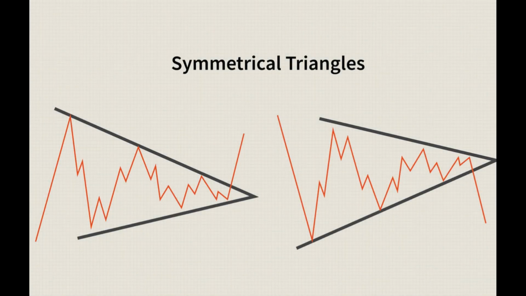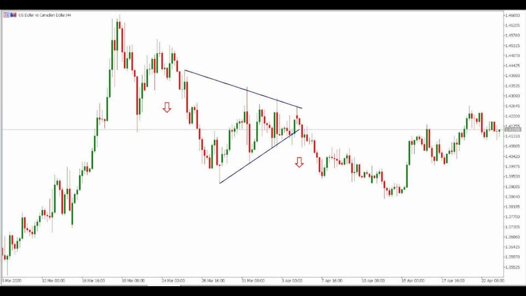A symmetrical triangle is a continuation pattern formed by two converging trend lines. These trend lines create a triangular shape, with the price oscillating between them. The converging nature of the lines signifies a period of indecision in the market, as buyers and sellers are in a temporary equilibrium. This phase is usually followed by a breakout, indicating a potential strong move in either direction.